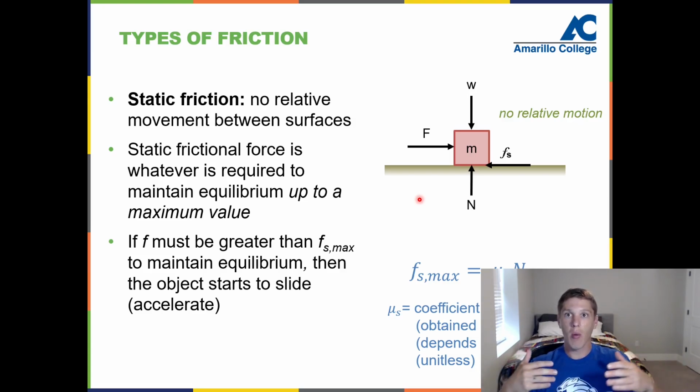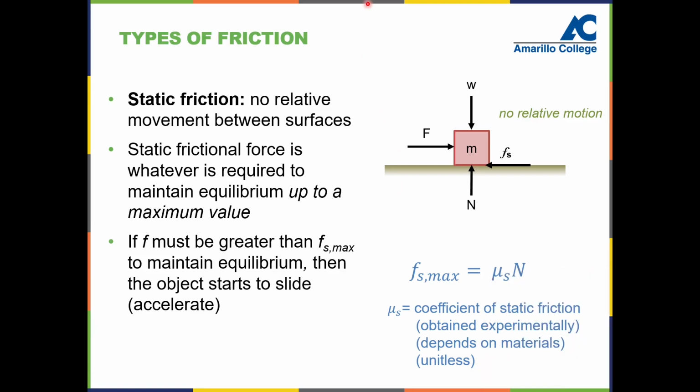So we know from our experience working in the real world that at some point we can overcome that static friction, and when we overcome it, the object begins to move. The maximum value that the static friction can maintain is given by this equation right here. This is our frictional model, where the maximum force that static friction can maintain is the coefficient of static friction times the normal force.